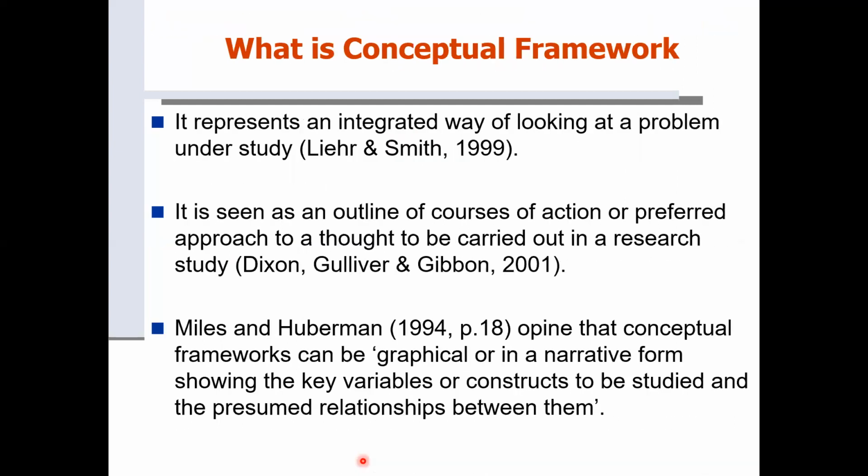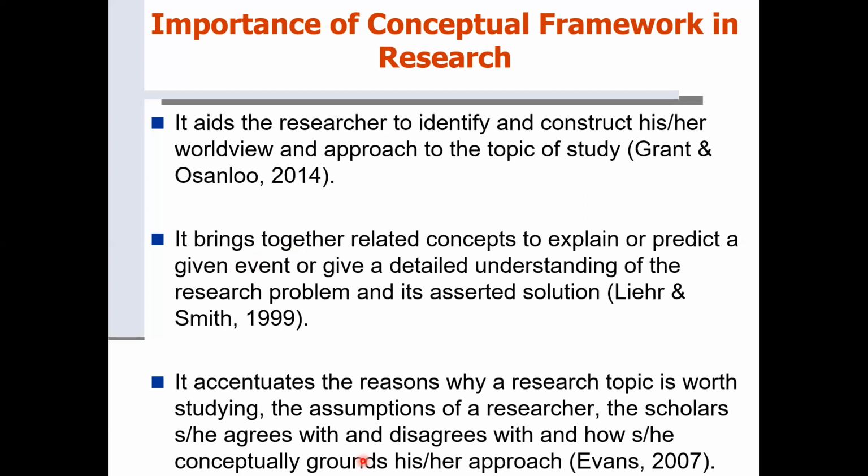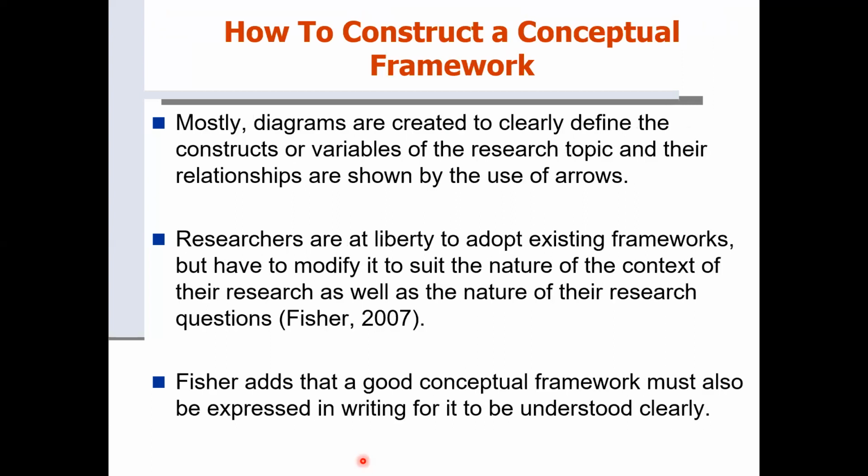Okay, now we have identified what we mean by the conceptual framework and what the importance of a conceptual framework is. Now we are at the construction part of a conceptual framework. Let's see how to construct a conceptual framework. Mostly, diagrams are created to clearly define the constructs or variables of the research topic, and their relationships are shown by the use of arrows. So we should identify some variables and the relationships between them, and we should put arrows to construct that relationship.